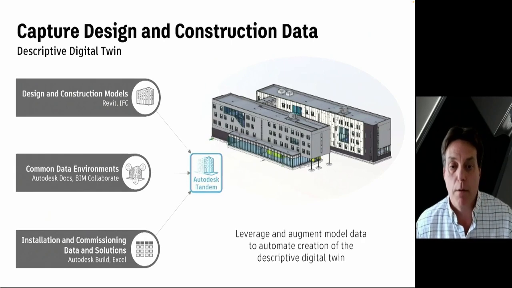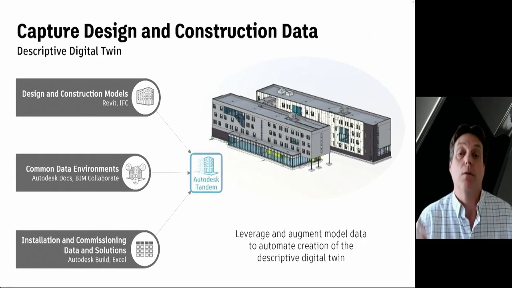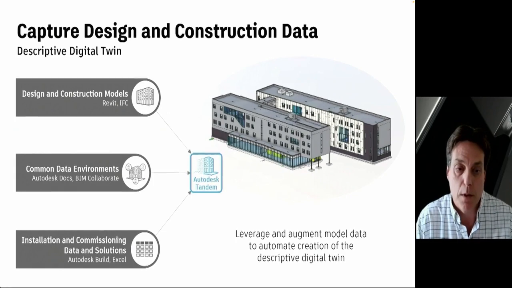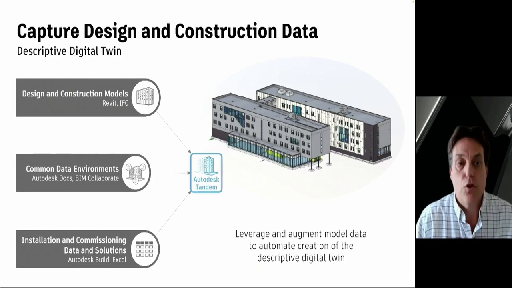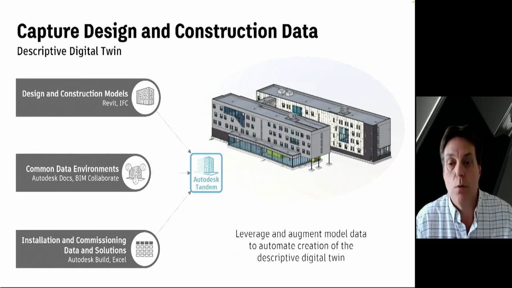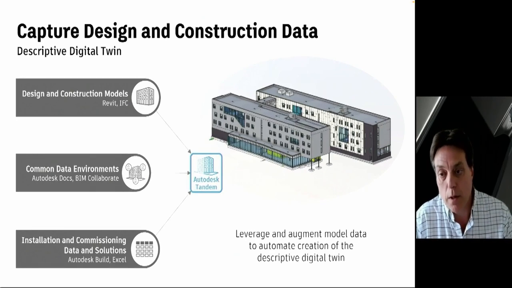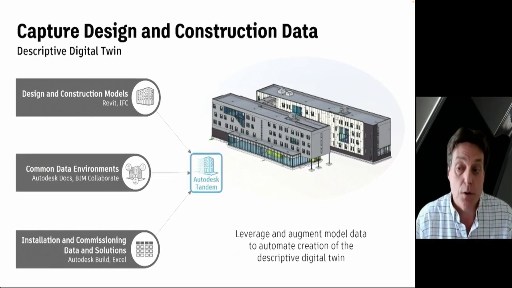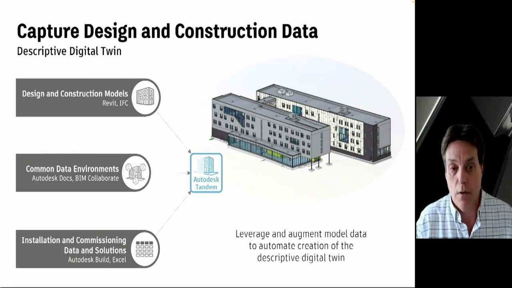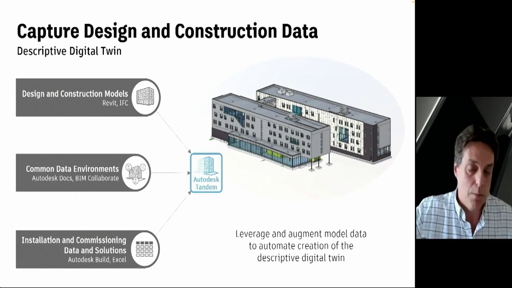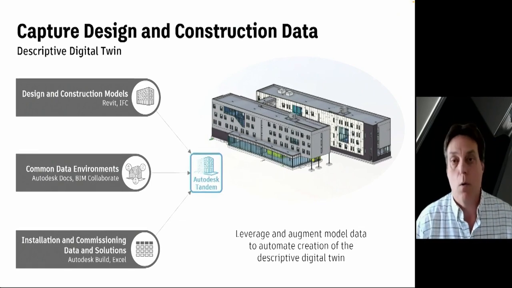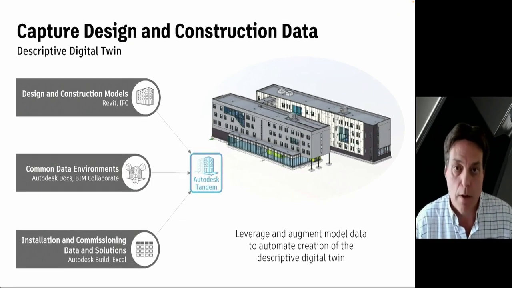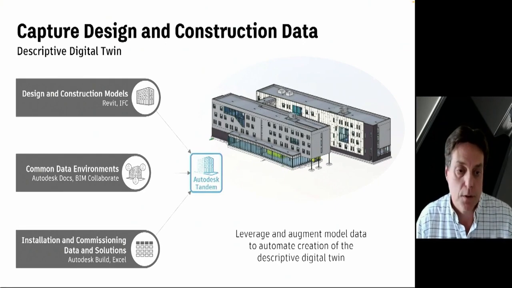Third, we map parameter values from the source models into those asset information requirements that have been defined. And finally, we perform some spatial analysis, associating those assets to the rooms or spaces they're located within. That analysis is performed across the set of host models. So if the architectural model contains the rooms and the mechanical model contains the equipment, we correlate those two models to associate every piece of equipment to the room in which it sits.